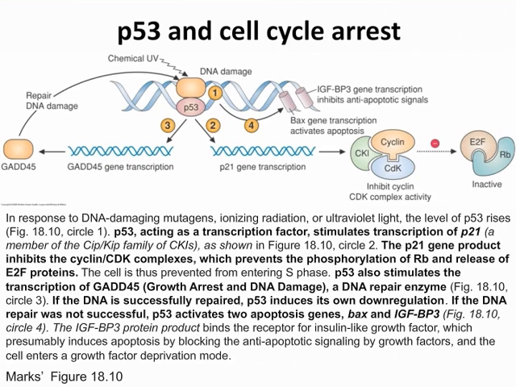So P53 can also do another thing. It can stimulate the transcription of GADD45, which is a DNA repair enzyme. So GADD45 is going to try to repair the damaged DNA. And the last thing it can do is activate two genes called the BAX gene and the IGF-BP3 gene. And IGF-BP3 inhibits the anti-apoptotic signals so that the BAX gene can activate apoptosis and kill the cells that are damaged.